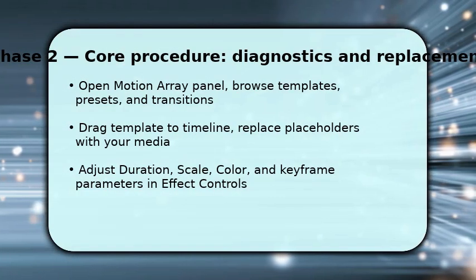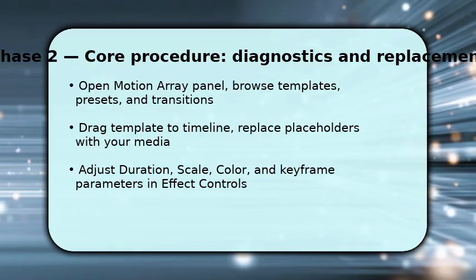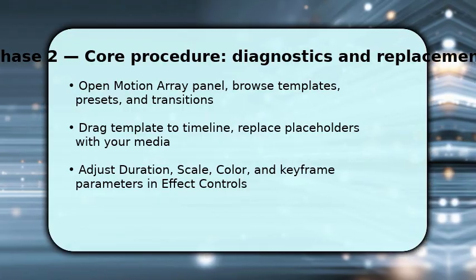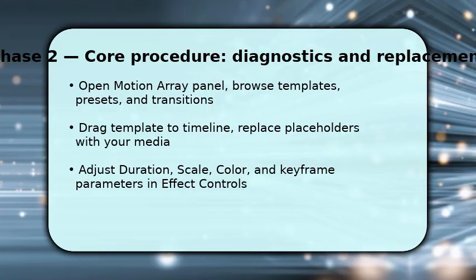You now import and apply a Motion Array template. Open the Motion Array panel, find a template, and drag it directly onto your timeline. When placed, replace image and text placeholders by selecting the layer and using the Essential Graphics or Effect Controls panel.